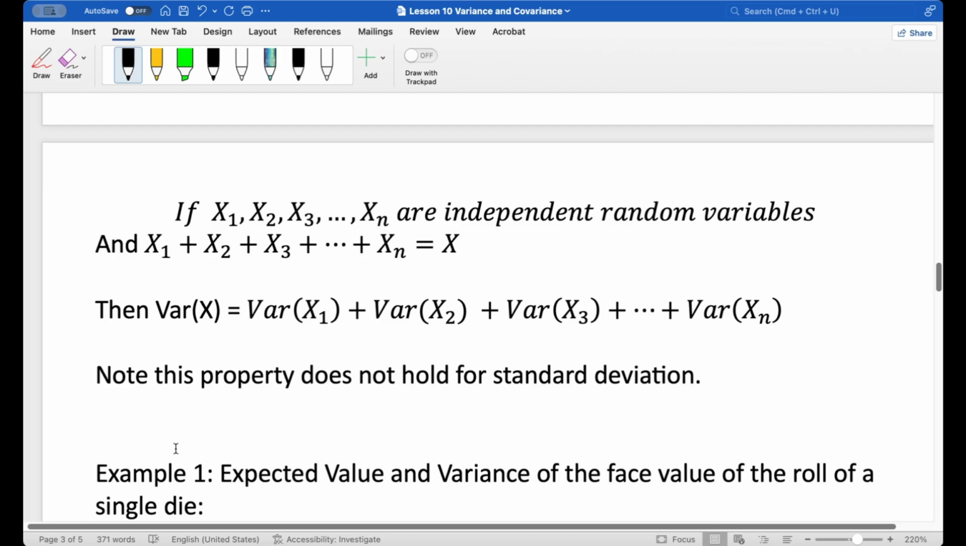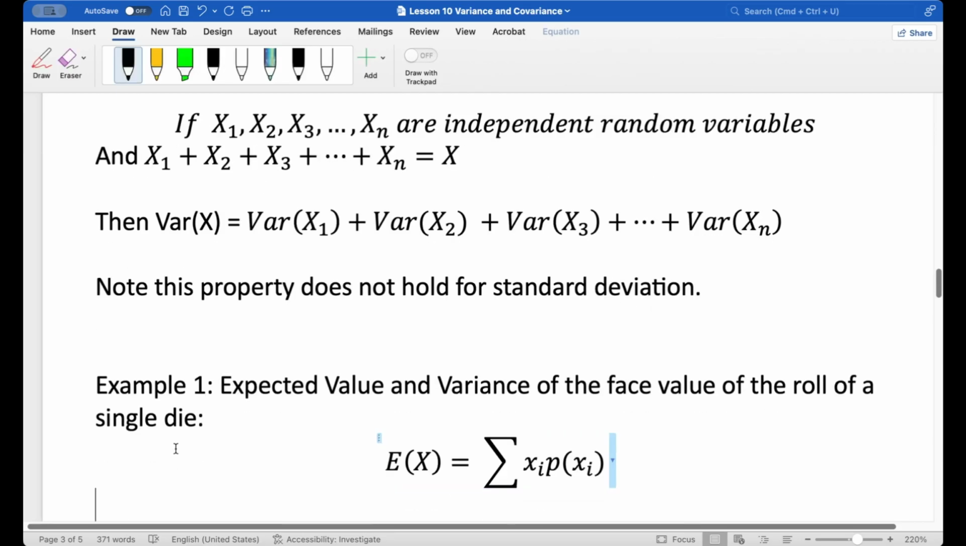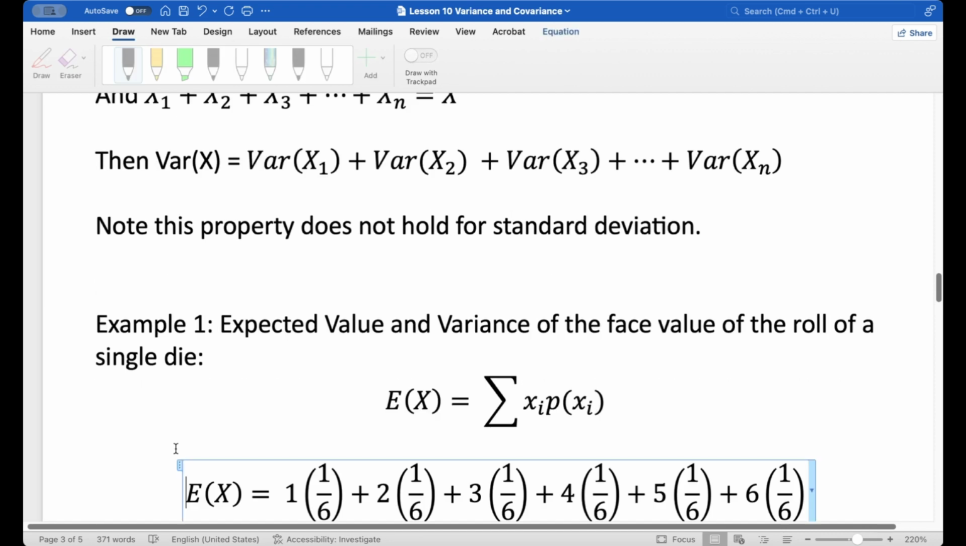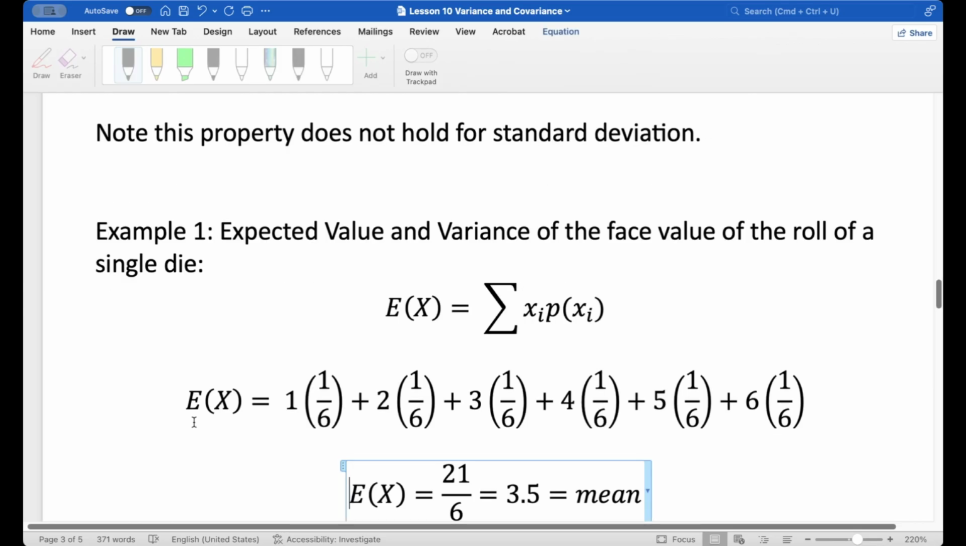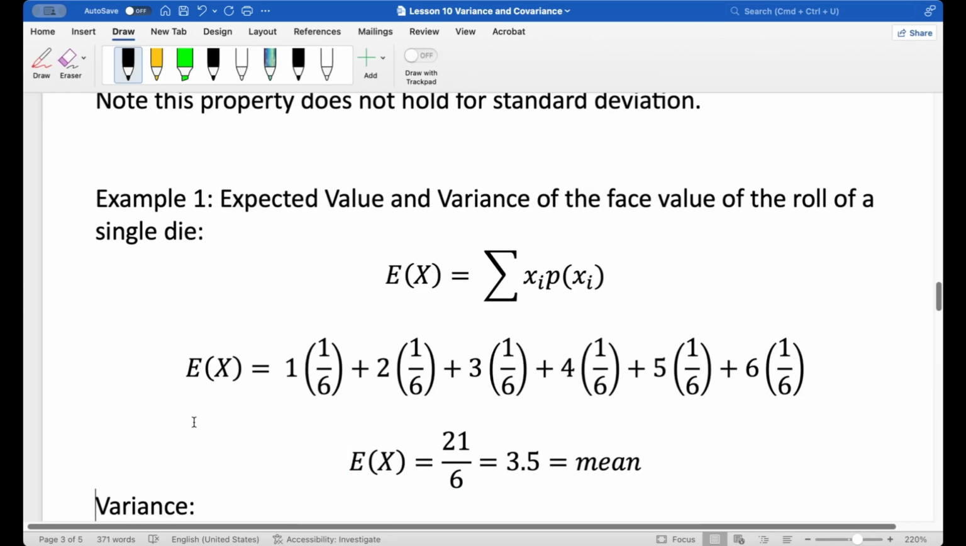All right, let's take a look at some examples here. The expected value and variance of the face value of the roll of a single die. So I believe we did the mean in a previous lesson. It comes out to 3.5. We'll just go through that briefly here. Again, it's the summation of x times p of x. The x values are 1 through 6, and the probabilities for rolling a fair die are all the same, 1/6. And so this totals up to 21 over 6, or 3.5.